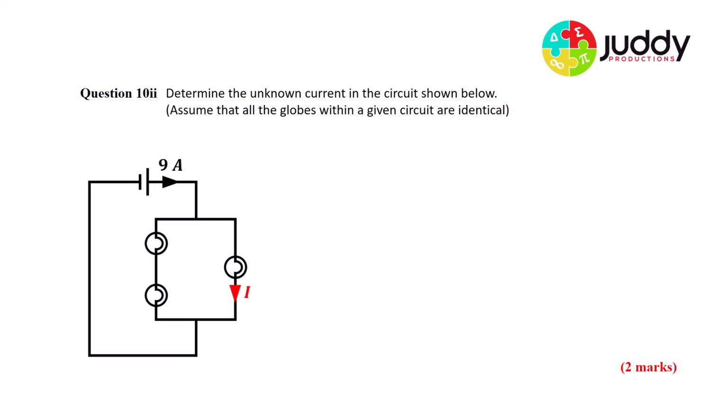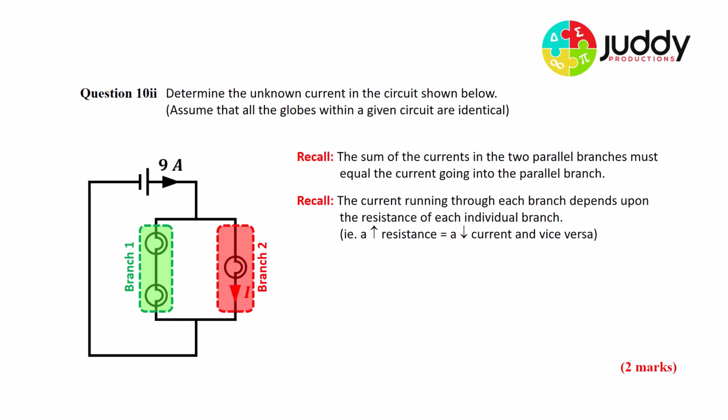Now this time we wish to work out what is the current on the right-hand side of the parallel branch. Let's do a bit of recalling here. The sum of the currents in the two parallel branches must equal the current going into the parallel branch. So if we start with 9 amps, it must split up. It might be 8 in one and 1 in the other to add up to 9. It might be 2 in one and 7 in the other. It could be 6 in one and 3 in the other. It could be 4.5 and 4.5. It must add up to 9 amps in total.